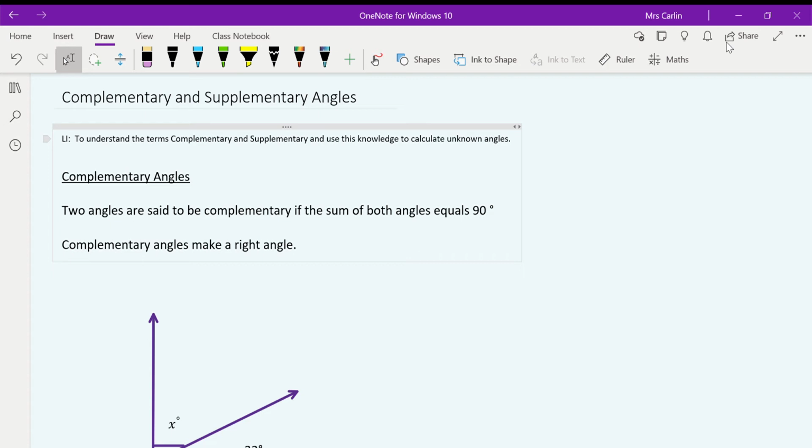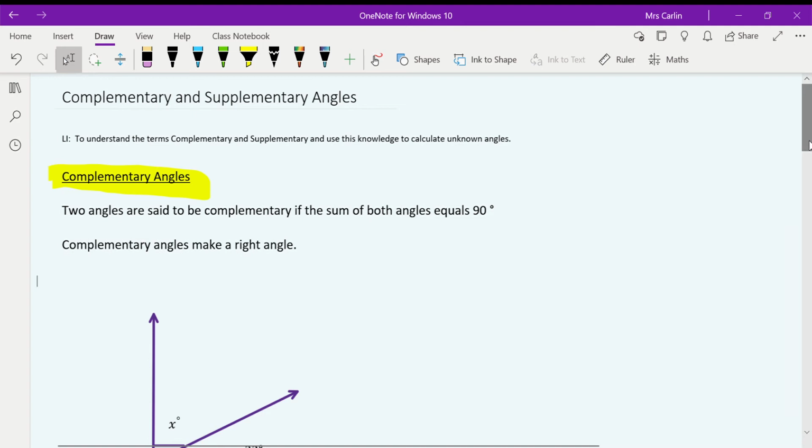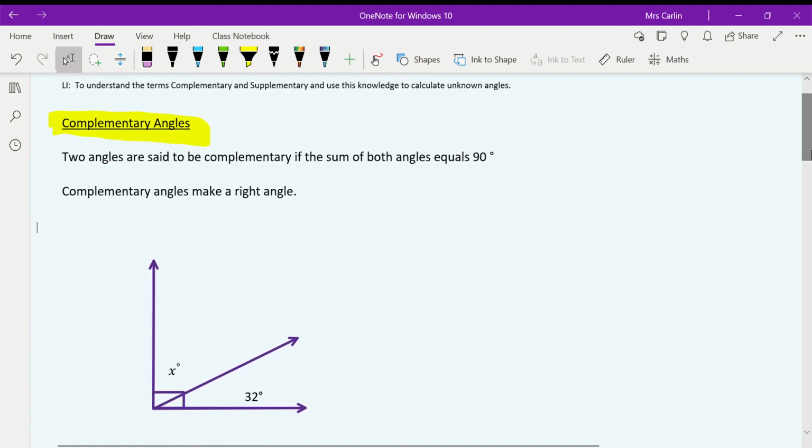So the first thing that we are going to focus on this morning is complementary angles. Two angles are said to be complementary if the sum of both angles equals 90 degrees. So what this means is that when we add both angles together, it totals to give us 90. As you can see from the diagram, complementary angles will make a right angle.